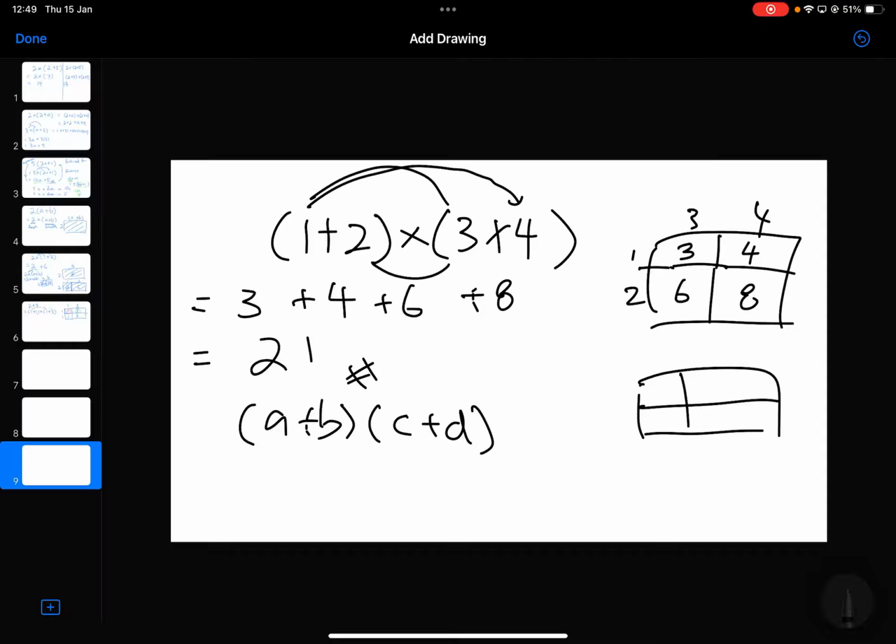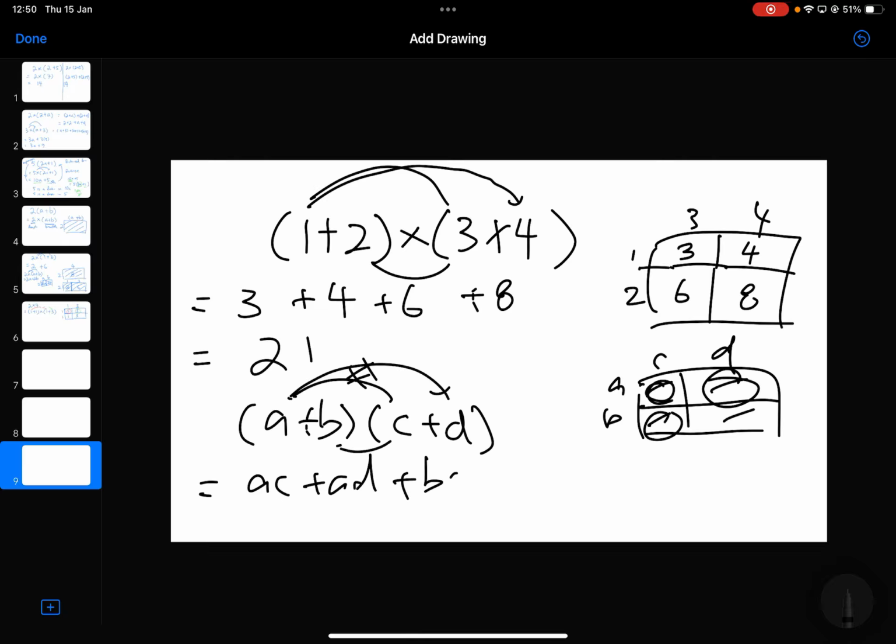No change one. A, B, C, D. End up, I still need this 4 portion. This part is my A times my C. This part is my A times my D. This part is my B times my C. And this part is my B times my D.